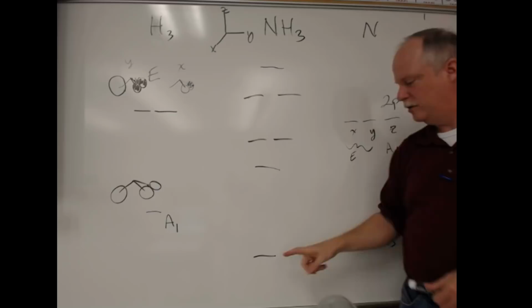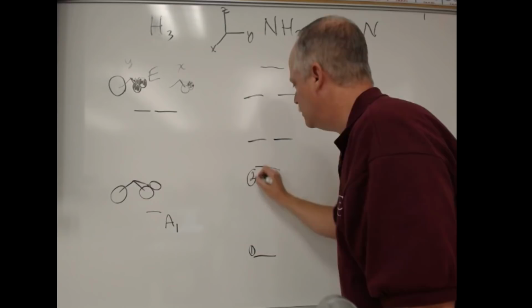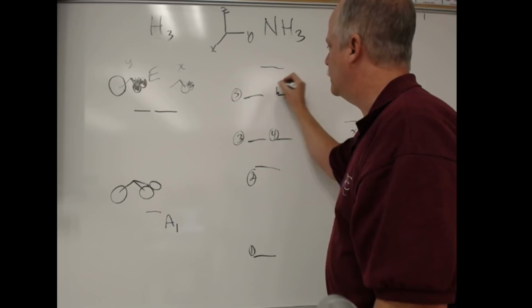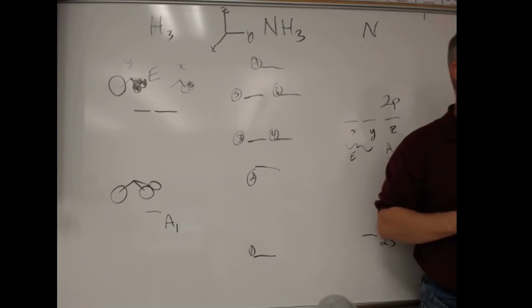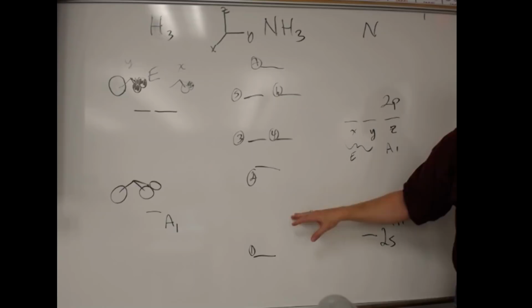One, let's just number them. One, I'm going to put these in circles. 2, 3, 4, 5, 6, and 7. So those are my 7 molecular orbitals. These numbers will be useful later because I'm going to come over here and probably draw the pictures for them.